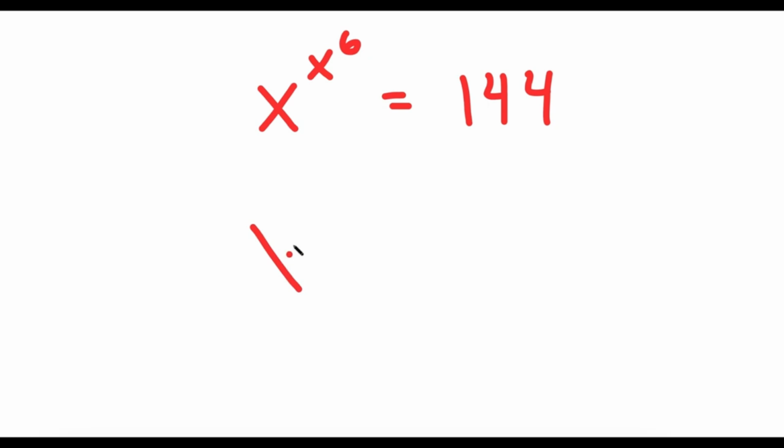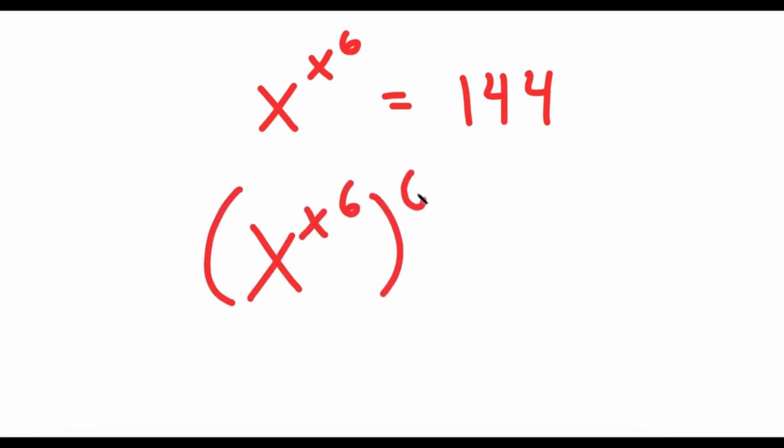Alright, so in this video, I'm going to be solving the equation x to the power of x to the power of 6 is equal to 144. So, to solve this, what I'm first going to do is take the power of 6 on both sides. So I get x to the power of x to the power of 6, to the power of 6, is equal to 144 to the power of 6.